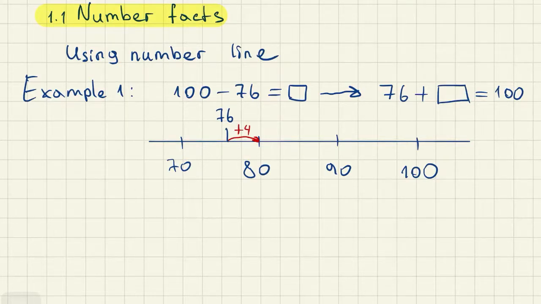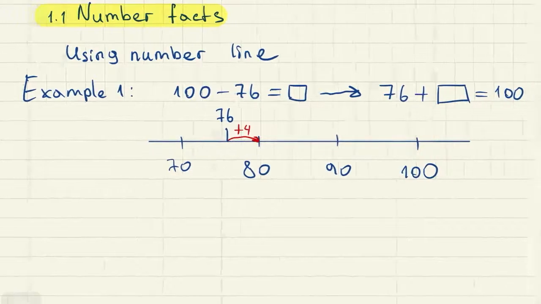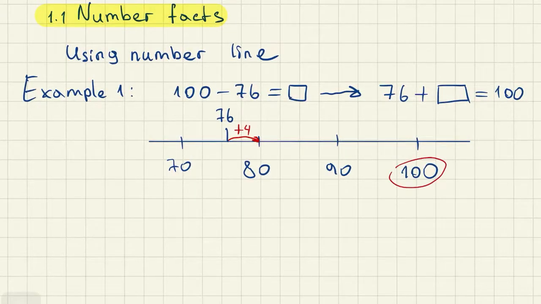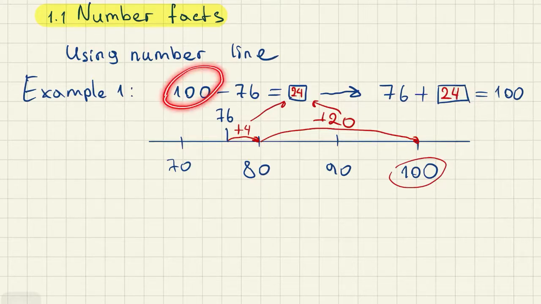But our ultimate destination is 100, of course. We want to get to 100. So we jump from 80 to 100. We have to add 20 here. Together, 4 and 20 give us 24, which is our answer. 76 plus 24 equals 100. And respectively, 100 minus 76 is equal to 24.